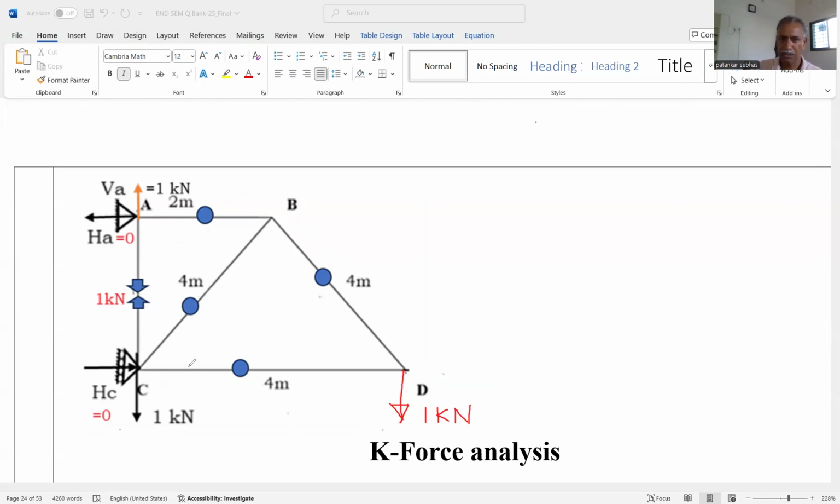Repeat the same procedure here also. Because of this 1 kilonewton load, again we can find out the HA, SC, and we can say that the VA. Here it is observed that the load is vertical, and that's why these horizontal reactions are 0.